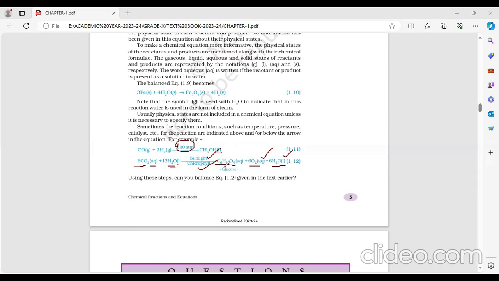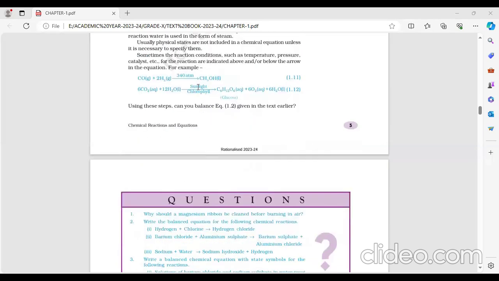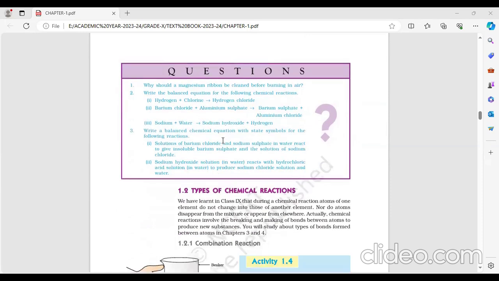So here we are taking carbon dioxide and water, and what are we getting? We are getting glucose. This is the photosynthesis process. Plants prepare their food in the presence of sunlight, so sunlight is mandatory, and it is written above the arrow. For some chemical equations, the conditions are a must, so at that time we write them above the arrow or below the arrow.